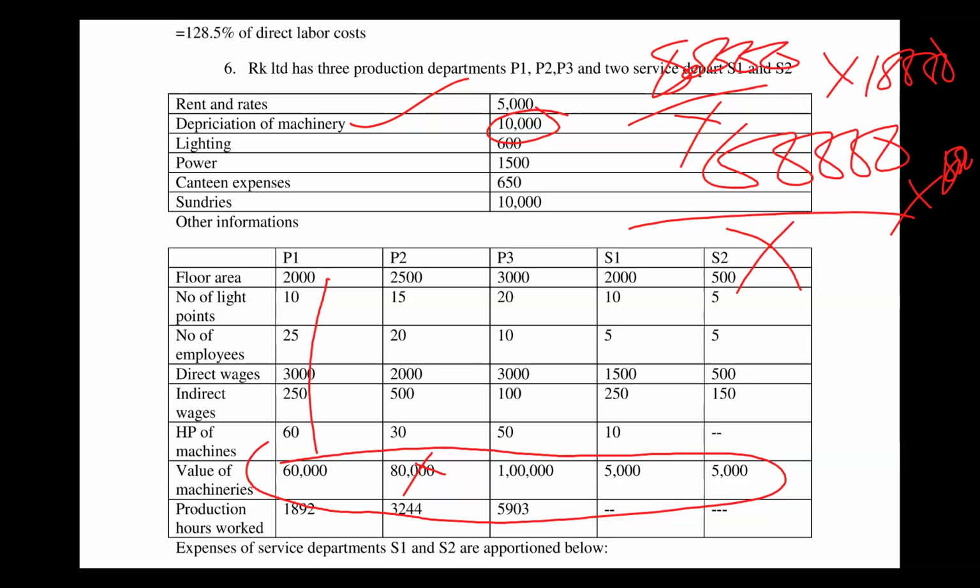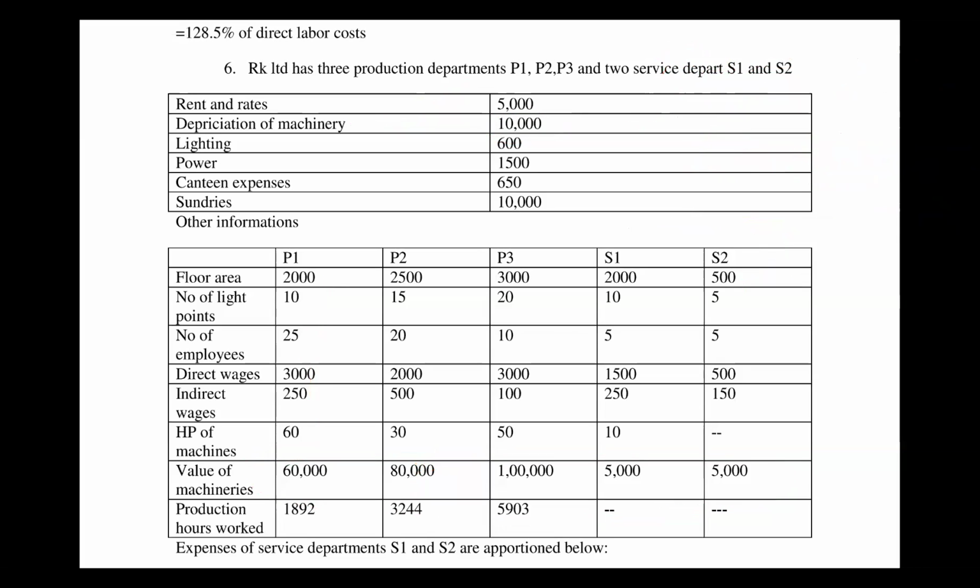Let's go to lighting. Here we are, lighting. What do we do? How do we apportion lighting? Number of lights. Yes, light points. You can use the number of light points, isn't it?